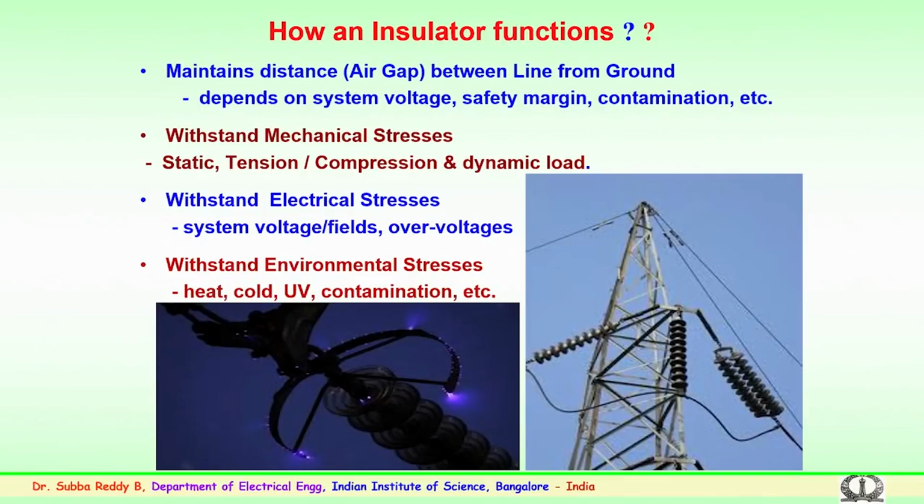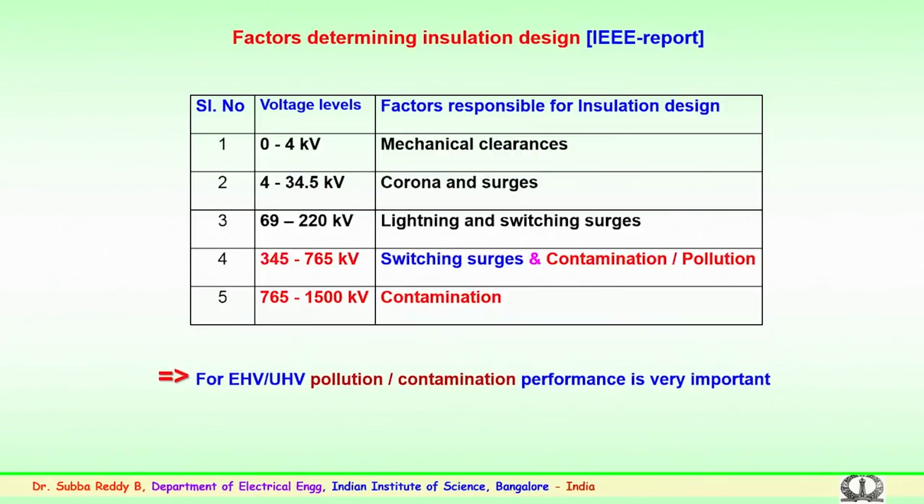So, contamination or pollution is a serious threat to the insulation of any kind. It could be polymer, glass, or ceramic type of insulator. Again, we will be looking into the phenomena of contamination, how it happens, what the physics is behind this, how the flashover could happen, and how some of the design aspects are considered for extra high voltage and ultra high voltage transmission, why contamination or pollution plays an important role in insulator functioning. So, we will be looking into that.